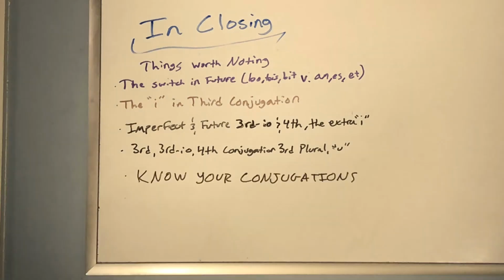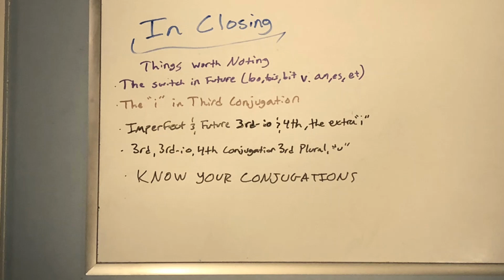And finally, most important thing is know your conjugations. There are some times where some forms are ambiguous. For example, sometimes second conjugation present looks the same as third conjugation future. Sometimes you can look at the imperfect and the future of a third io and fourth conjugation verb, and then you will mistakenly think one is the other, and then you conjugate it incorrectly in the present. Or you give the wrong infinitive would probably be a better example.